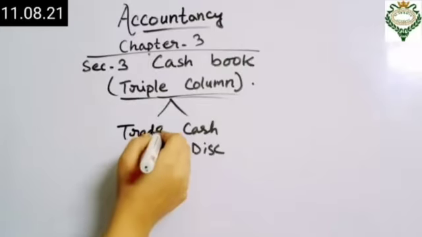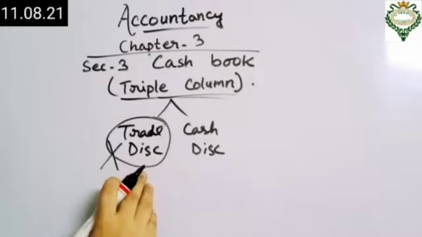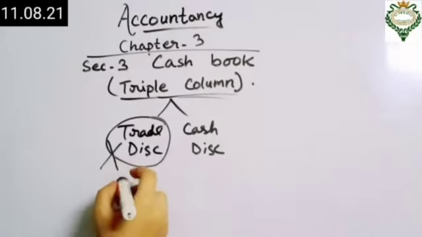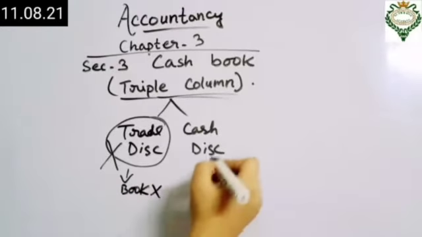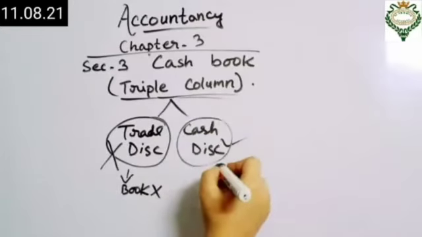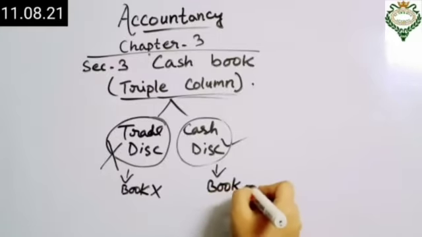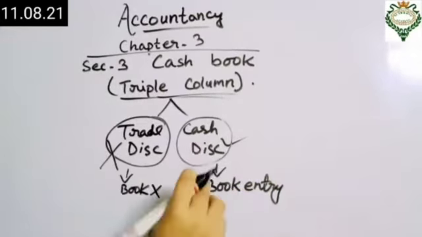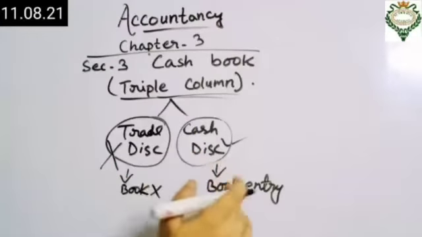Trade discount will not be recorded in the books. We will do the calculation for this discount, but we will not record it in the book. Cash discount should be recorded in the book. We have to give the book entry for it, and it is necessary for cash discount. So trade discount does not come into the book entry, but cash discount comes into the book entry.